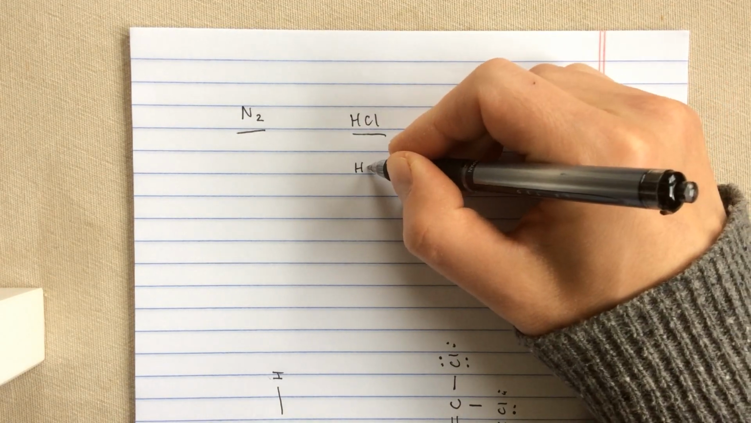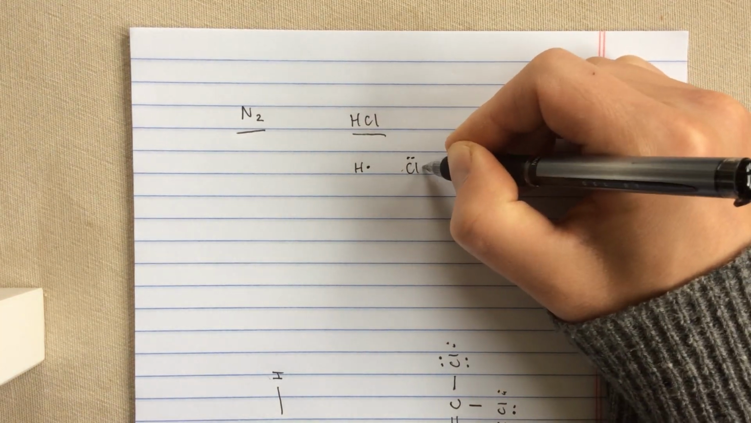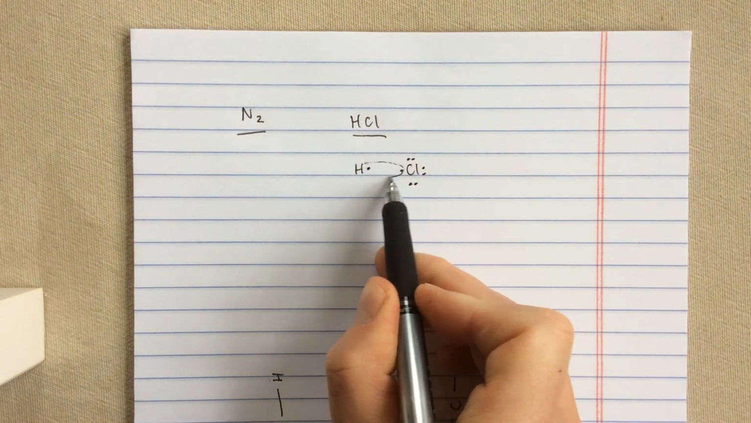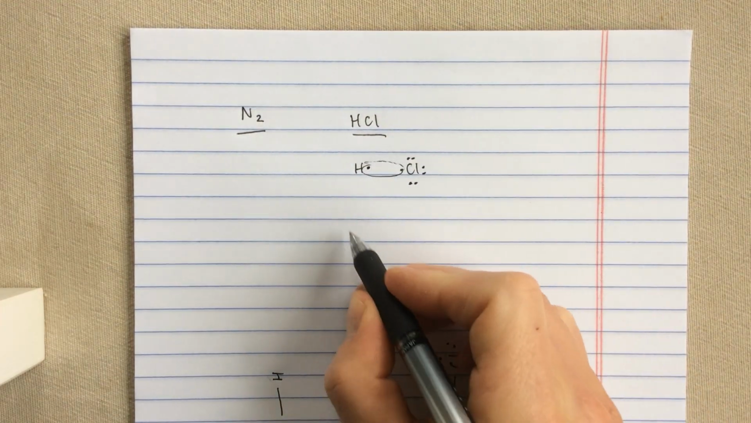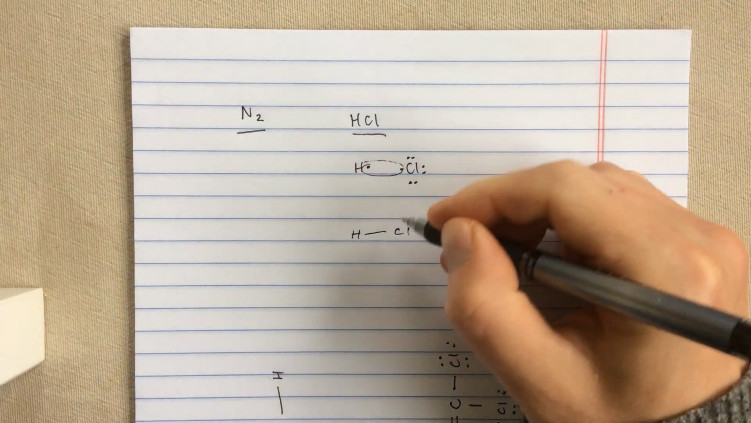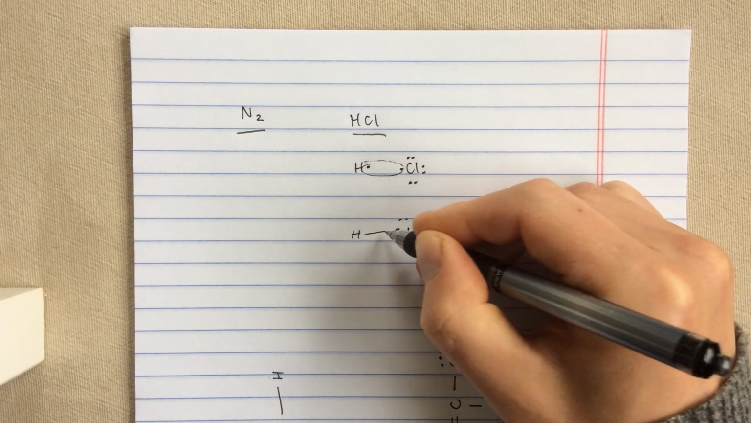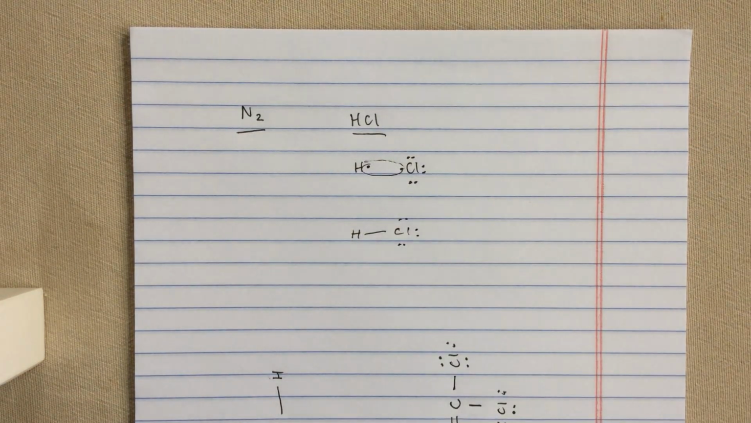And if you were doing that, draw your dot diagrams, and there's your pair. So that becomes HCl with your lone pairs. Chlorine 2, 4, 6, 8. Hydrogen only needs 2. It's got 2.